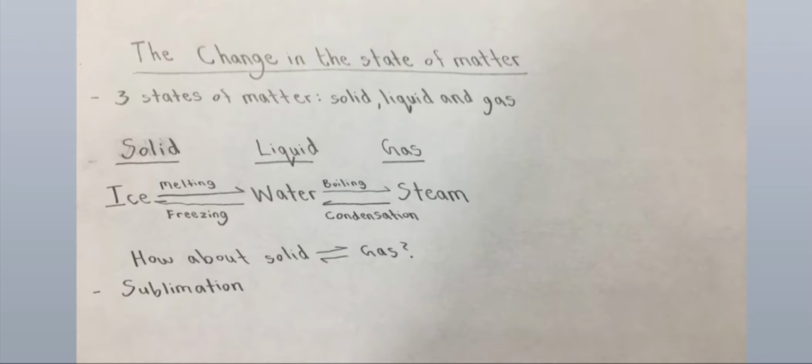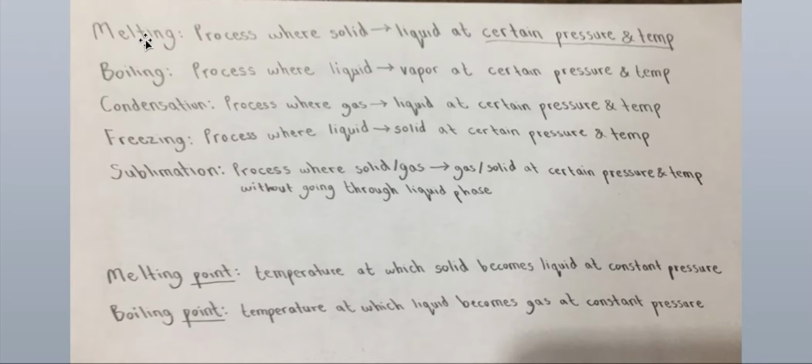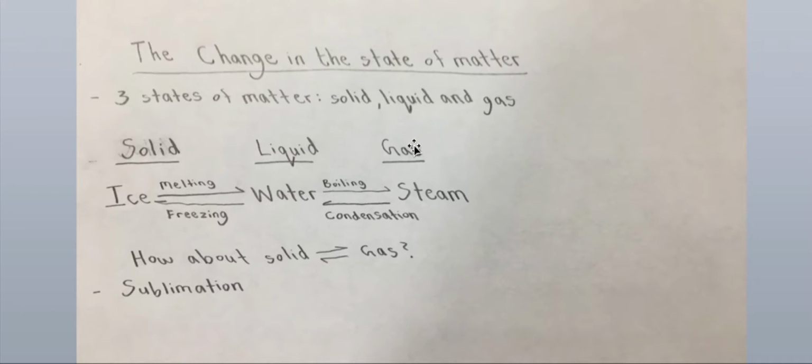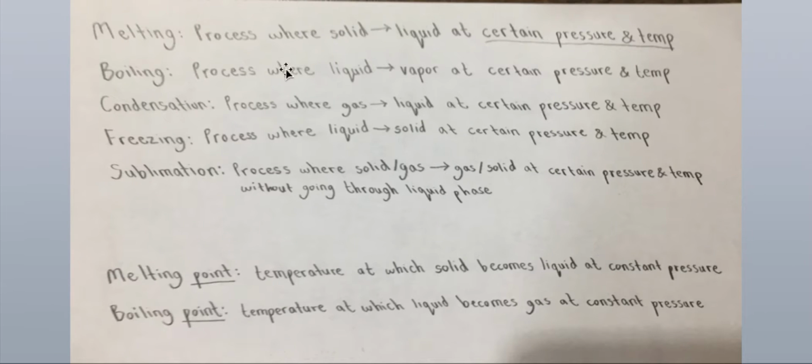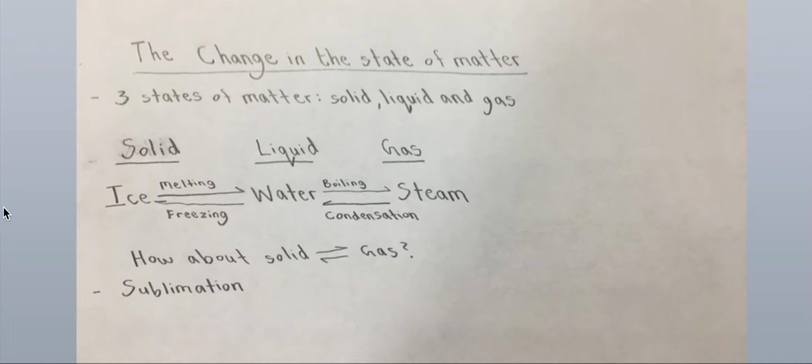So let's go through the definitions of these. Obviously, melting is a process where a solid becomes a liquid. Here are the keywords: at a certain pressure and temperature. It has to take place at a certain pressure and temperature. Boiling, same thing. The keywords are the same. It's just the change in the phase. Boiling is a process where a liquid becomes a gas. Let's look at that again: a process where liquid becomes vapor or gas at, again, a certain pressure and temperature. For condensation, from a gas to a liquid.